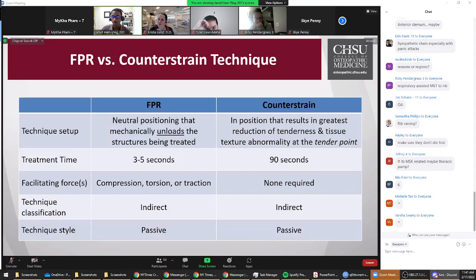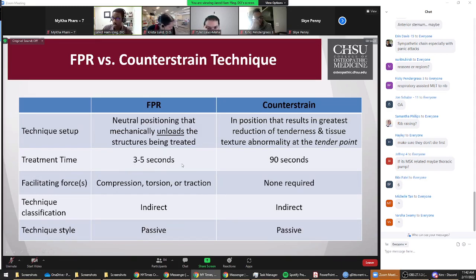Quick ways to differentiate between FPR and counter strain. So again, you have FPR. The big thing is going to be that neutral unloading that's going to initially take place, versus counter strain, where it's more so just going straight into that indirect ease position. You're going to unload first with FPR, then go into that ease position after you've applied that compressive torsion or tractional force. Much quicker technique, right?